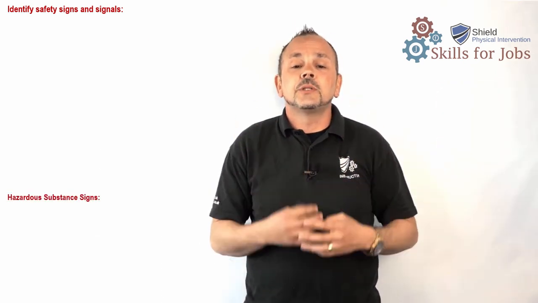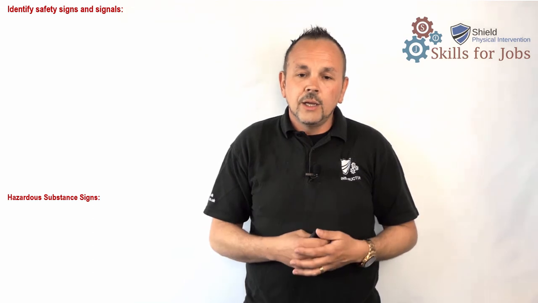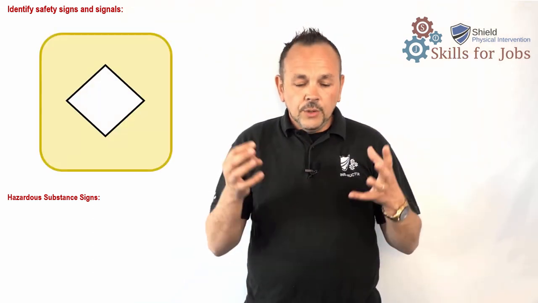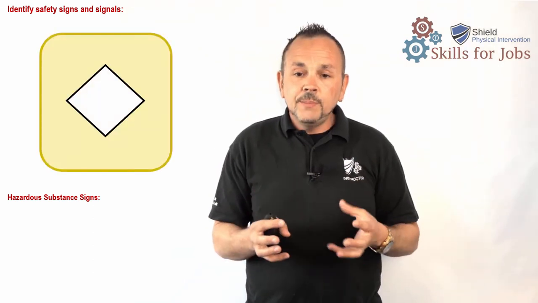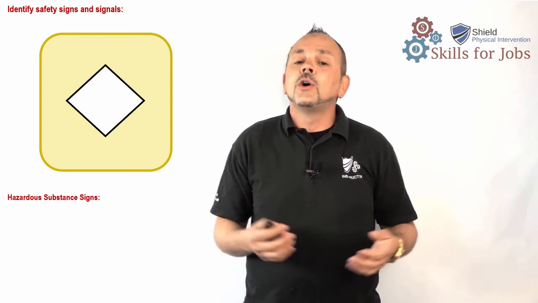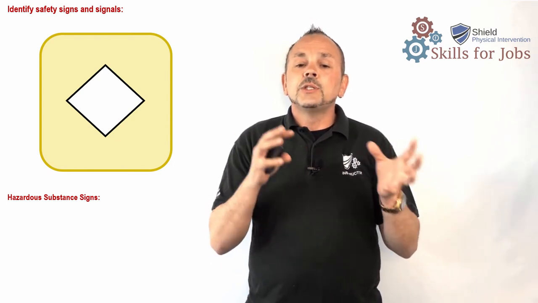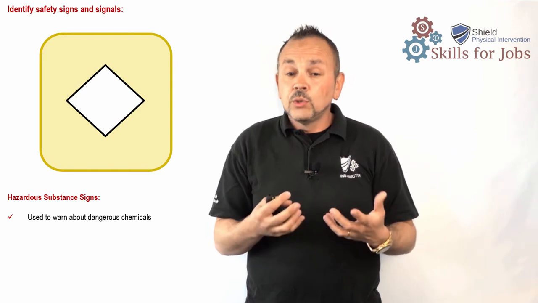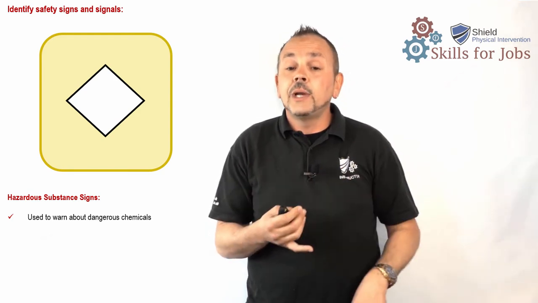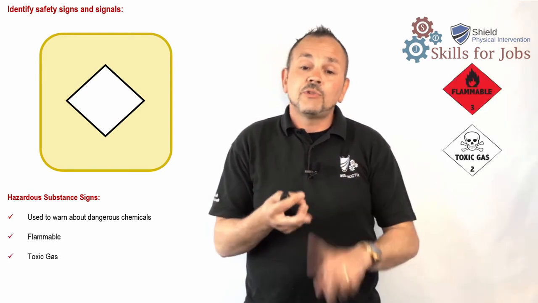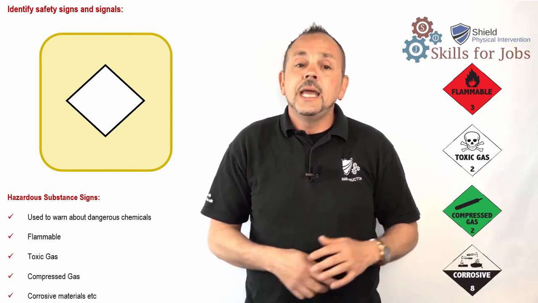And the last one we're going to look at is the hazardous substance signs. So what do they look like? What shape are they? Okay, so they're usually a diamond type shape, and they've got multiple colours depending on the contents. The signs are generally to warn people about dangerous chemicals. So it could include flammable liquids, toxic gases, compressed gases, corrosive materials, etc.